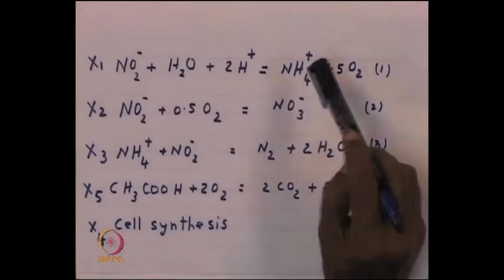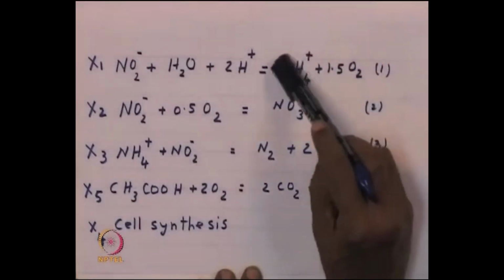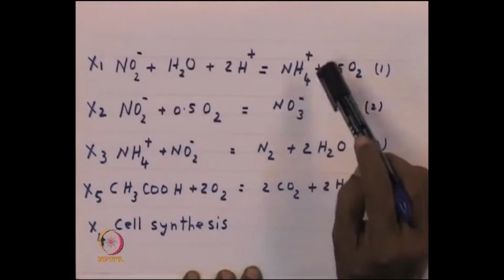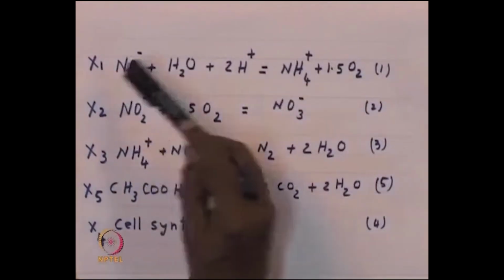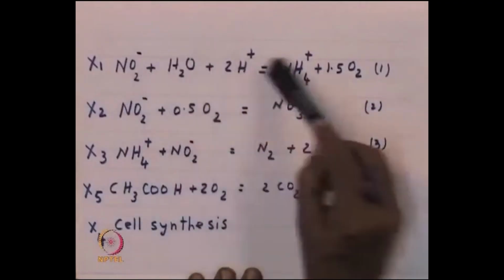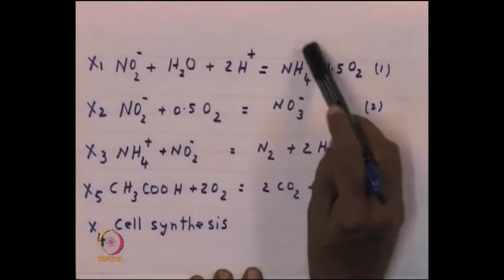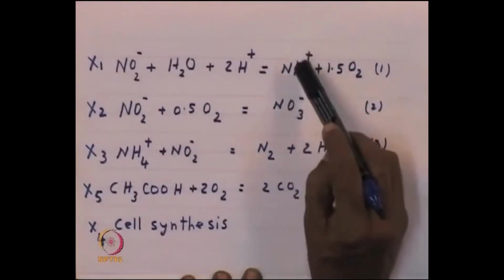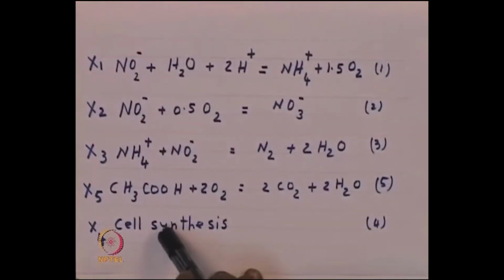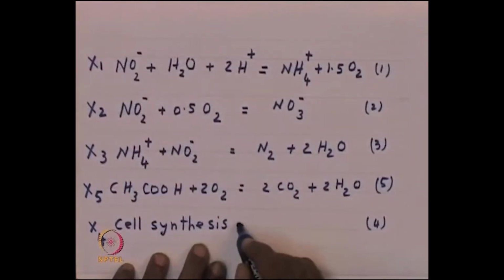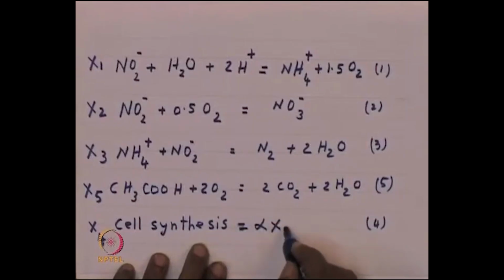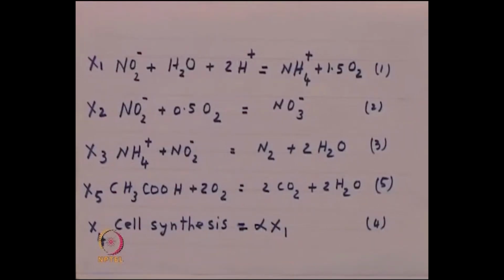Now, what I am saying is that if we postulate that whatever ammonium is fixed in the reaction, this reaction is called fixation, inorganic nitrogen getting converted to organic nitrogen. Then we can say that all this ammonium nitrogen goes into cell synthesis. Or in other words, if x1 is known, then x4 is simply alpha times x1. This is the assumption that we make. What is alpha? Alpha is grams of cell per gram of nitrogen.